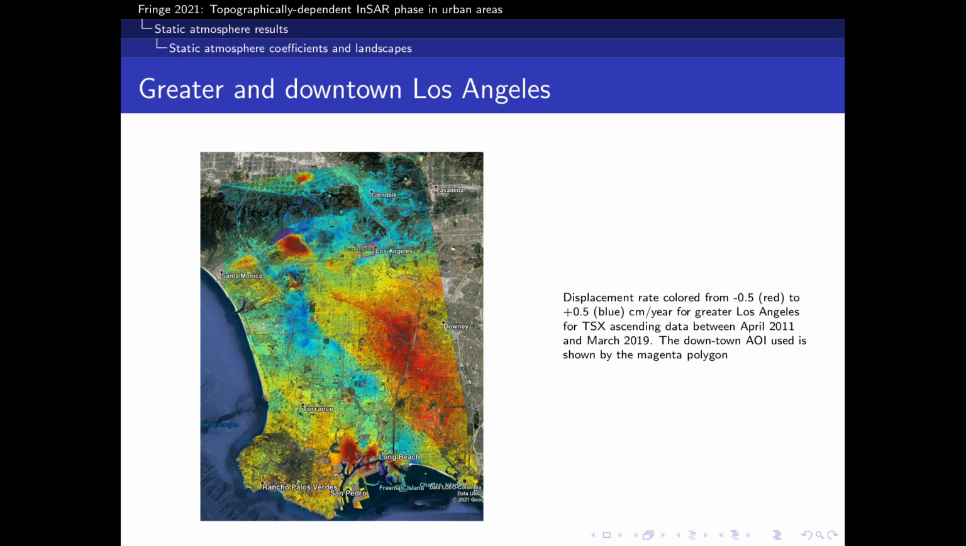Here we present a case study for Los Angeles. This image shows the displacement rate computed over an 8-year time span, consisting of the greater city area. The downtown area is indicated by the small magenta rectangle.